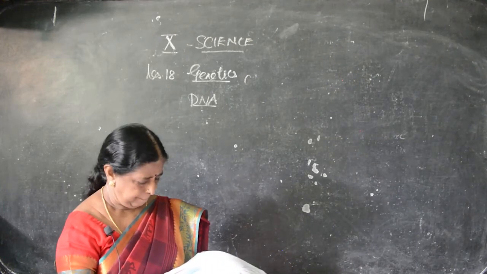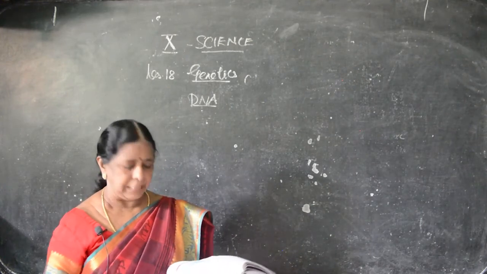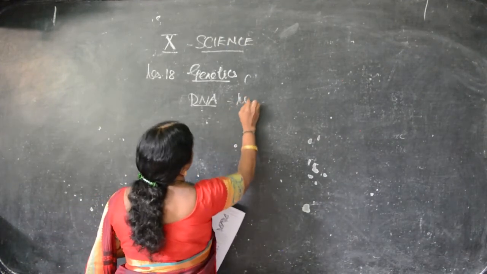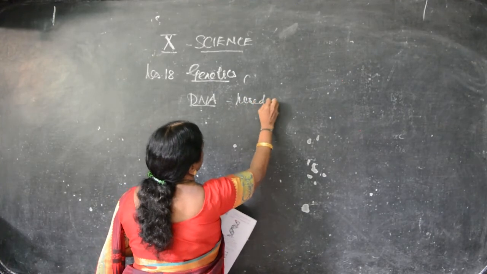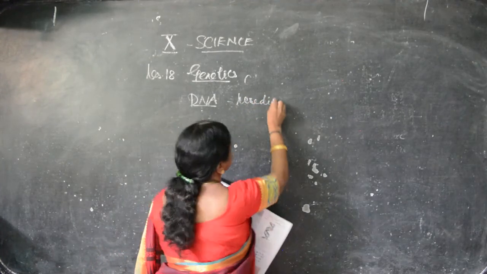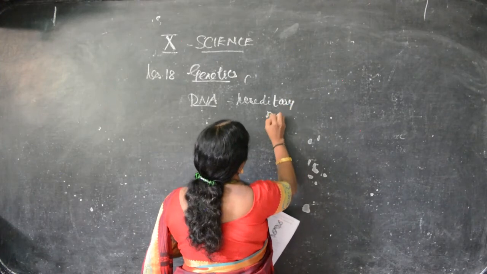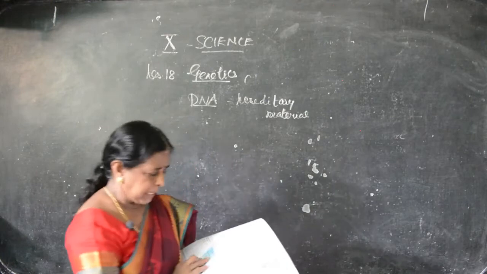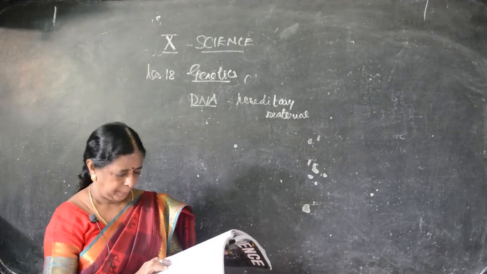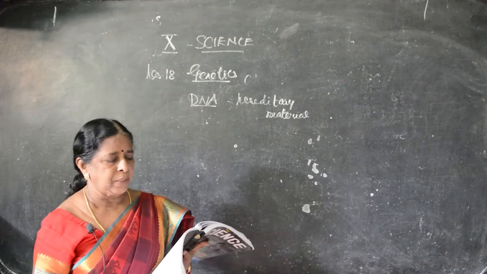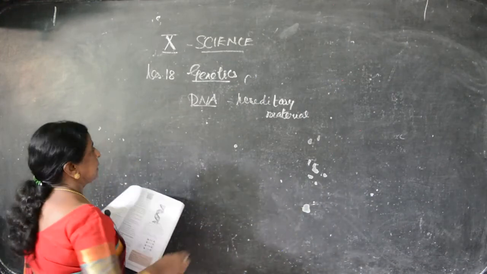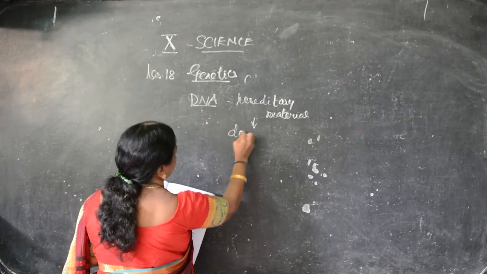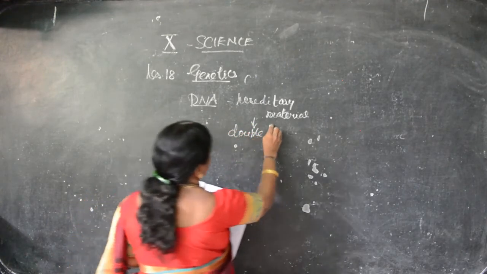So DNA is the hereditary material and it contains genetic information. DNA is hereditary material. Okay, I said already deoxyribonucleic acid. It is the most important part of the chromosome. This is DNA, double helical structure. What are the points about DNA? Double helical structure.